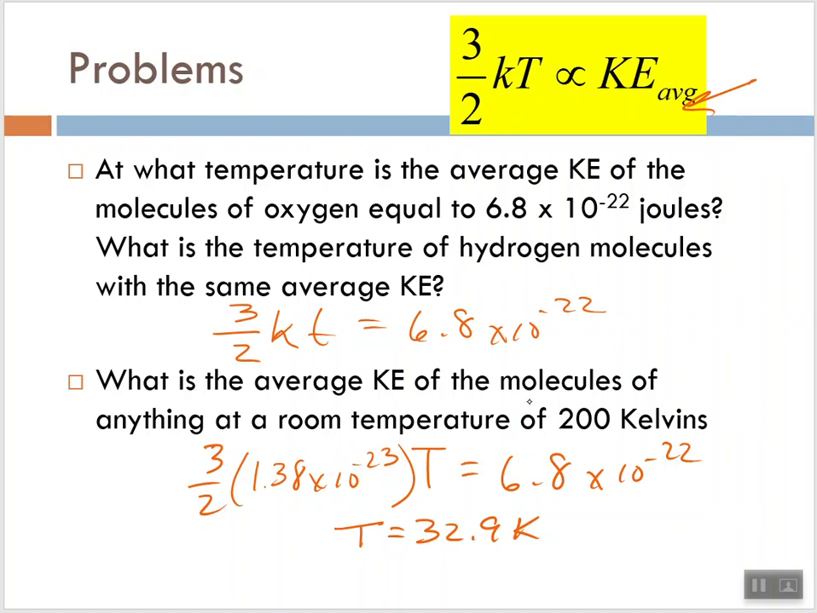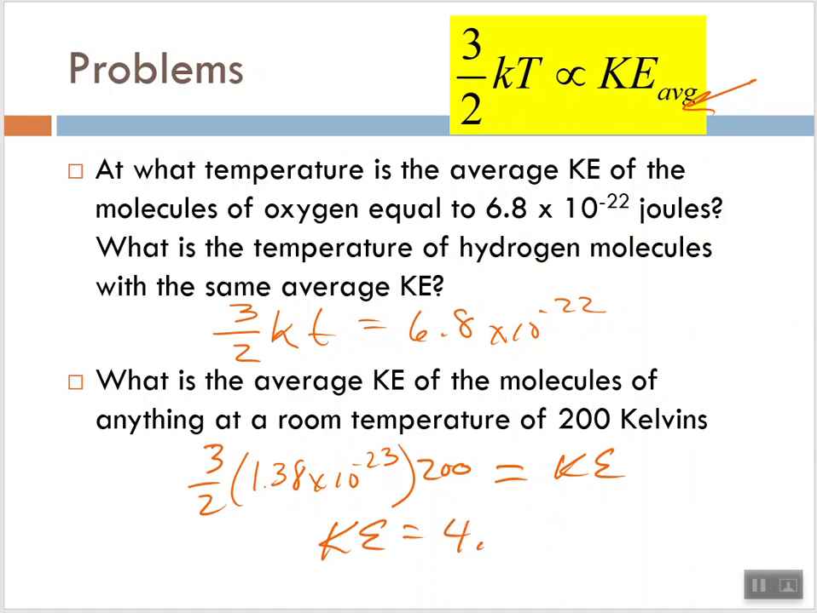What is the average kinetic energy of molecules of anything at a room temperature of 200 kelvins? Well, let's go back. Now I'm just going to change my equation like this, and we'd solve for the kinetic energy. When we do that, we get a kinetic energy of 4.14 times 10 to the negative 21st joules. Hopefully that helped you work through that equation. Sometimes students struggle with that a little bit.